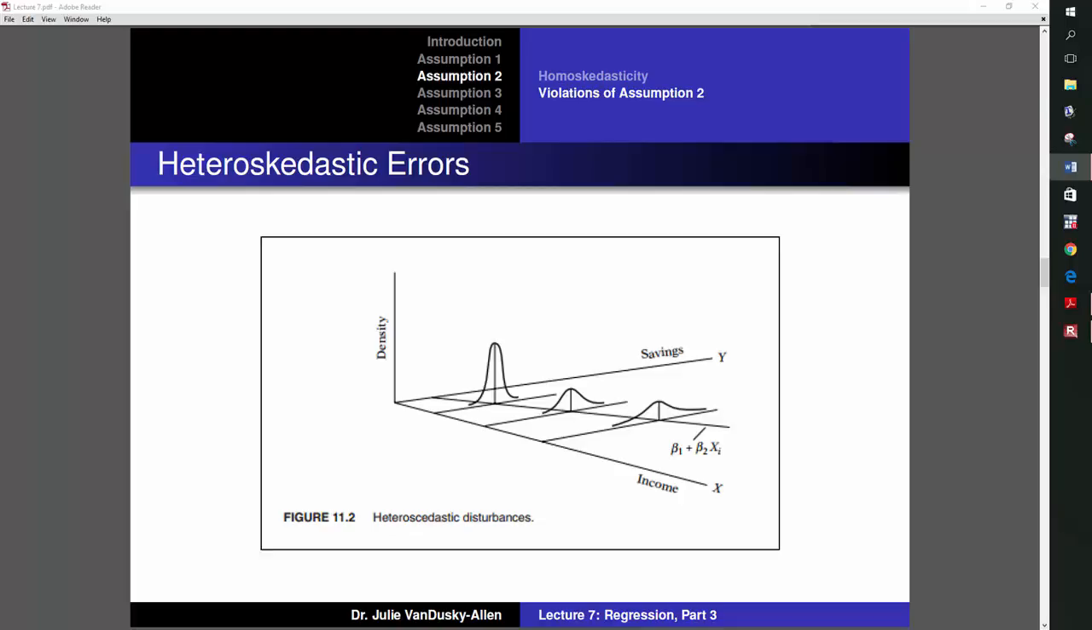This picture illustrates a model that is heteroscedastic. In this model, savings is the dependent variable and income is the independent variable. These lines here represent different values of income. And these curves represent the distribution of the errors for observations at these different levels of income.